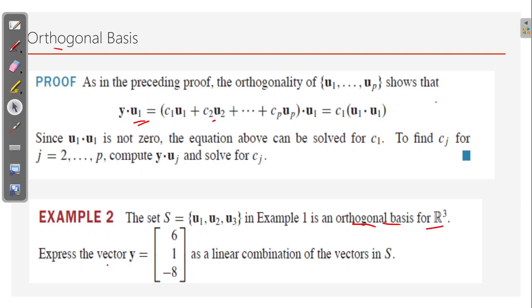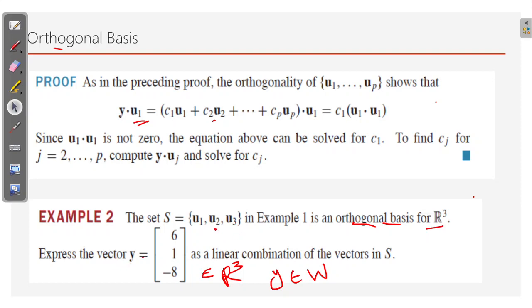Now express the vector y equal to 6, 1, minus 8. Y is a vector that belongs to R3, a subspace. This y equal to 6, 1, minus 8 is a point in 3D space, and the set of all such points is R3, our 3D space. That is the subspace spanned by S.